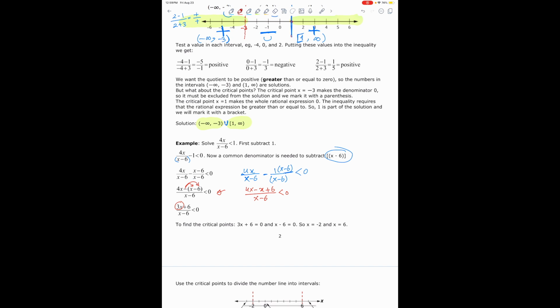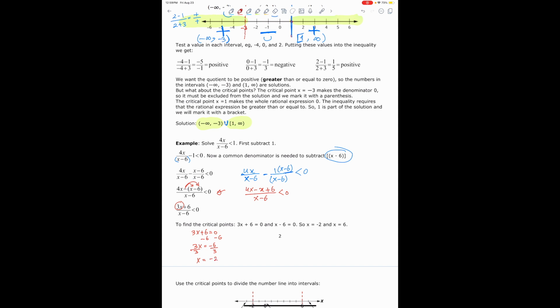Now we get the critical points. So we first make the numerator equal to 0. We have 3x + 6 = 0. Subtract 6 from both sides: 3x = -6. Divide by 3, and we get x = -2.